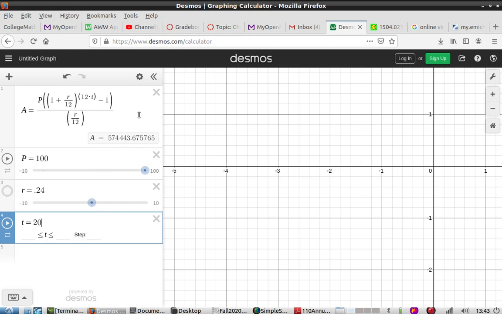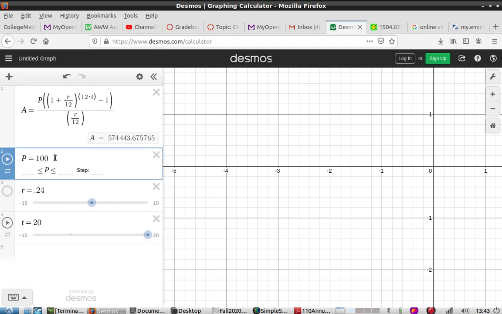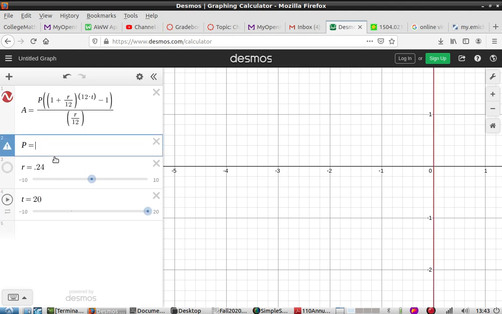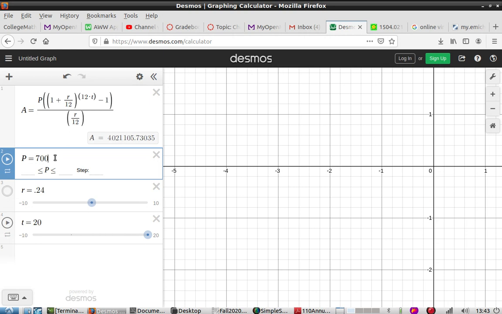And now if you have another annuity problem, you can simply adjust the values of P, R, and T, and the new value of A will appear in this lower right corner. So for example, if P is 700, I could enter 700 for P, and the new ending value would appear here. So this is also a pretty efficient way of doing these annuity calculations.